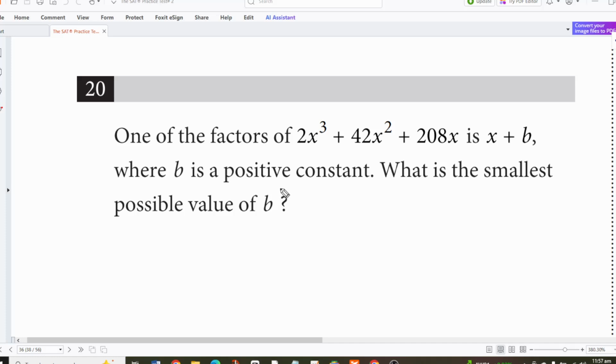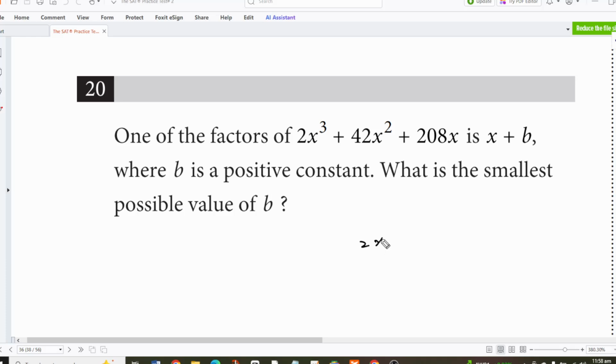Positive numbers start from 1 onwards. 1, 2, 3 are positive; 0 and -1 are not positive. So this should be a positive constant. It can be 1, 2, 3, so x plus 1. If it's x plus 1, then x is equal to -1. That's the x-intercept. So we have to find out what the x-intercepts of this equation are.